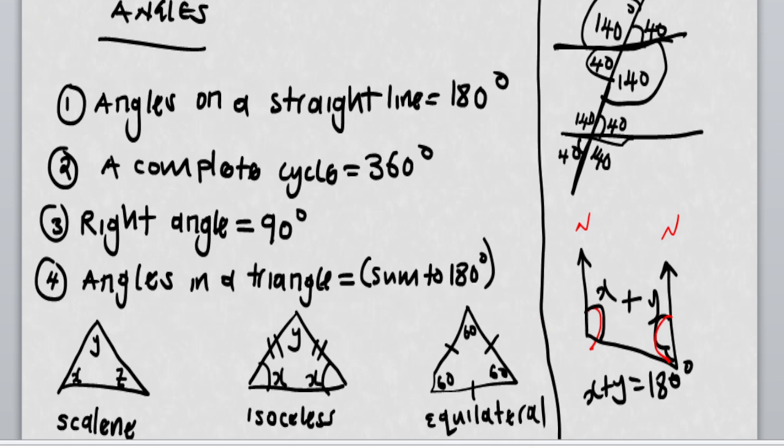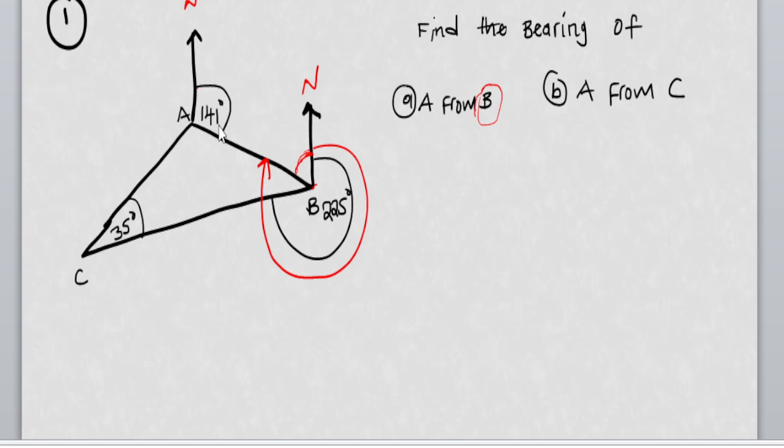So we come back to the question. Now we have seen that there is a north there and another north there. It means these two angles should add up to 180. So therefore I'll say 180 subtract 141, and I am going to get 39. So 39 degrees here.